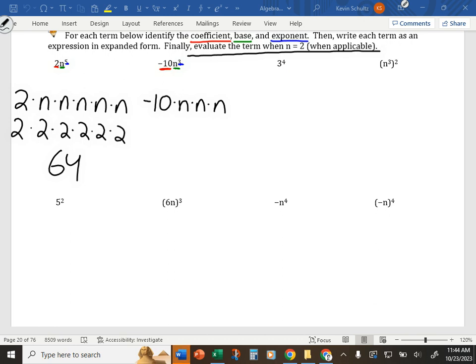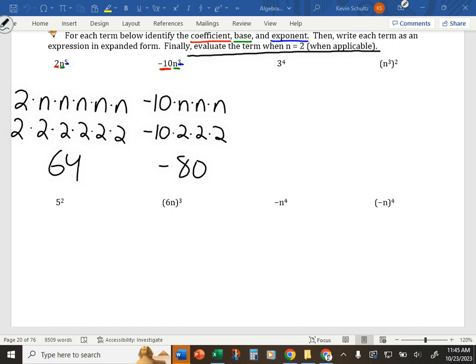Now, we go and we plug in 2 for n, because it says when you have an n, I'm giving you a value of 2. And what do we get here? What is the value of negative 10 times 2 times 2 times 2? Yeah, negative 80. Okay? So far, so good? Anthony, good? All right. The next one, 3 to the 4th there.